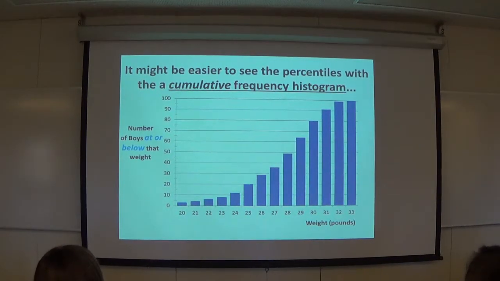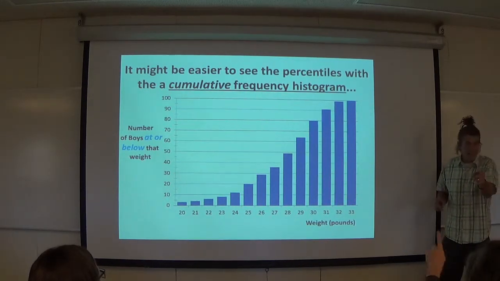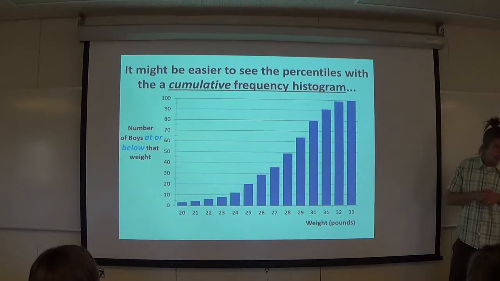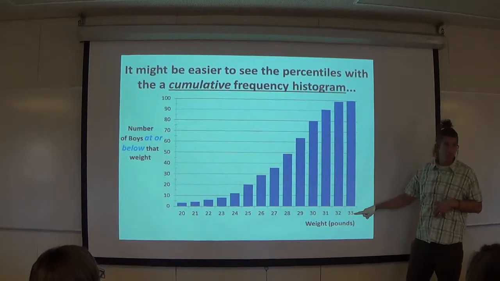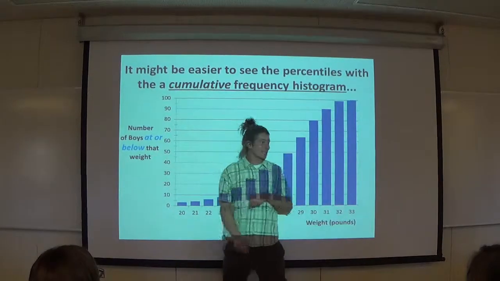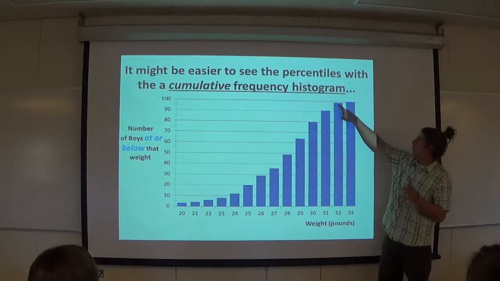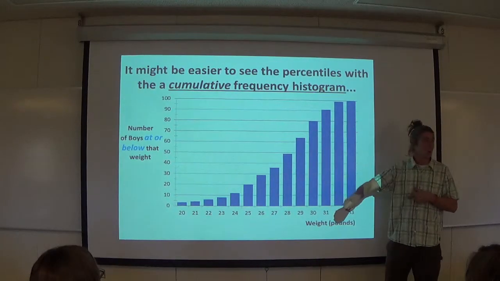Everybody's at 33, almost everybody's at 32, maybe less. Good. Now, listen to what Madeline just said: everybody's at 33 or below. That's the kicker. It's a cumulative count. There were 100 kids in that sample, remember. 100 of the 100 are either 33 pounds or less. At 32, almost all, we'll call that 98 or 99, are 32 pounds or less.